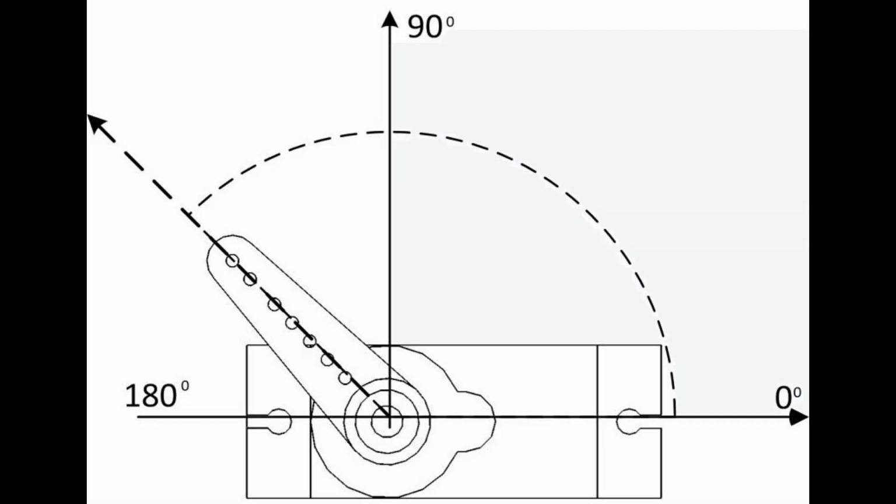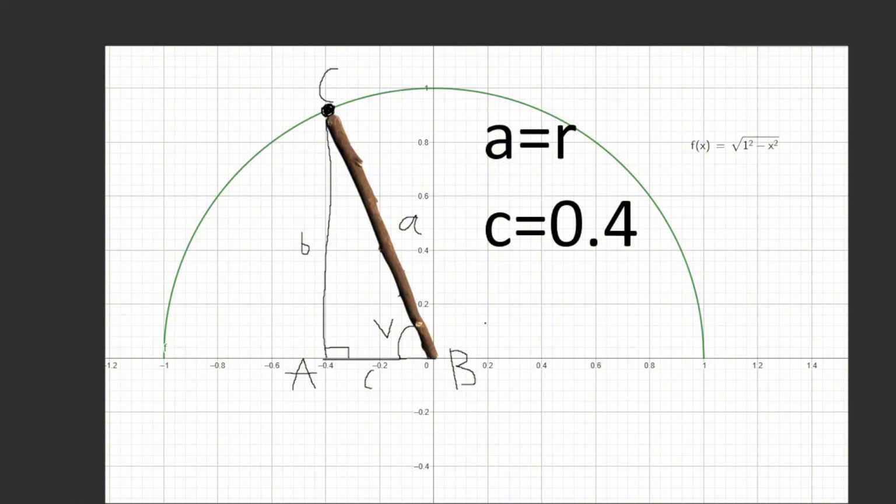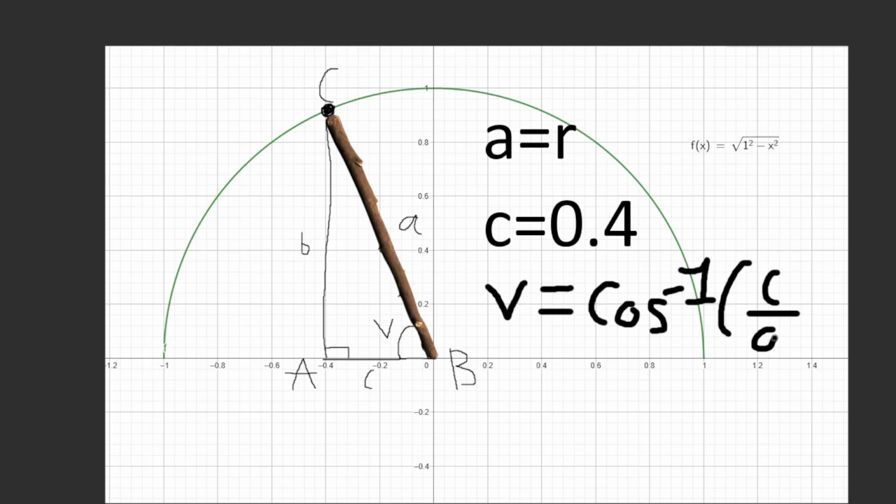But how do we know what angle to put the servo motor at so that the Hall effect sensor is at the correct x coordinates? Here, A is the same as the radius, A equals r, and C is the x coordinates from where we need to actually let go of the projectile, which we calculated in the last step. And we can find the angle for the servo motor using this formula.